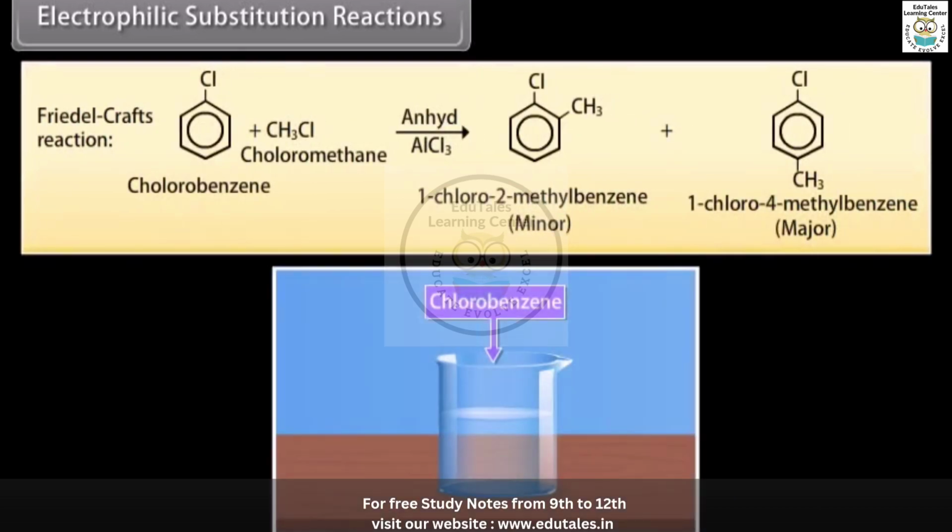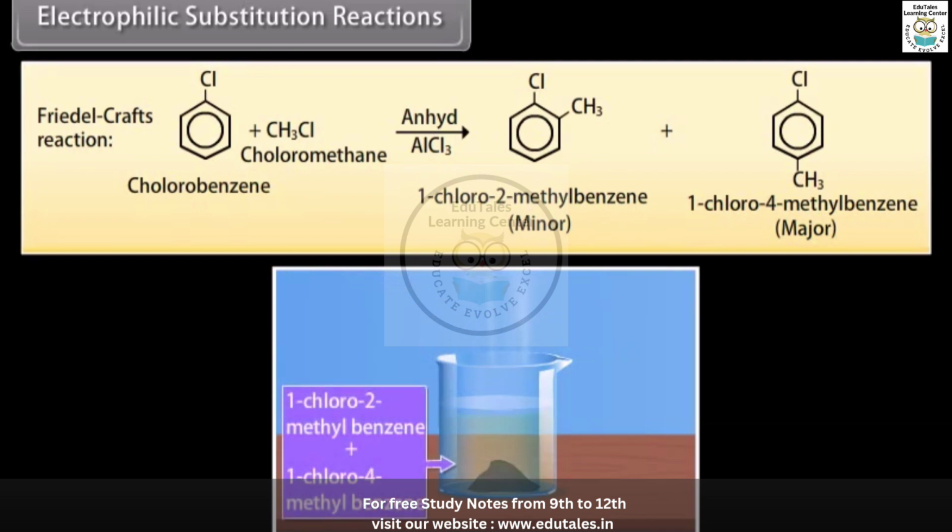Friedel-Crafts reaction. When chlorobenzene is mixed with chloromethane and then we add some pieces of anhydrous aluminium chloride, it reacts to give 1-chloro-2-methylbenzene, which is a minor product, and 1-chloro-4-methylbenzene, which is a major product.